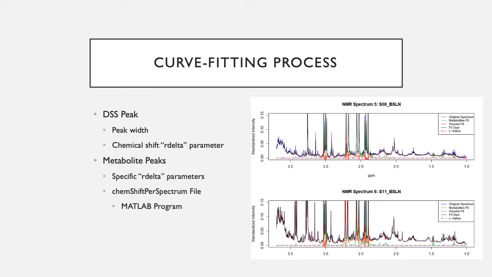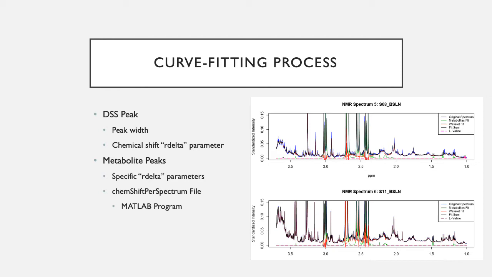The photo shown shows the R delta parameter for peaks such as the 2.5 peak, which is citric acid. It is shown in the difference between the two spectra shown. Each metabolite is analyzed and fit using the specific R delta parameters that is part of one of the files.